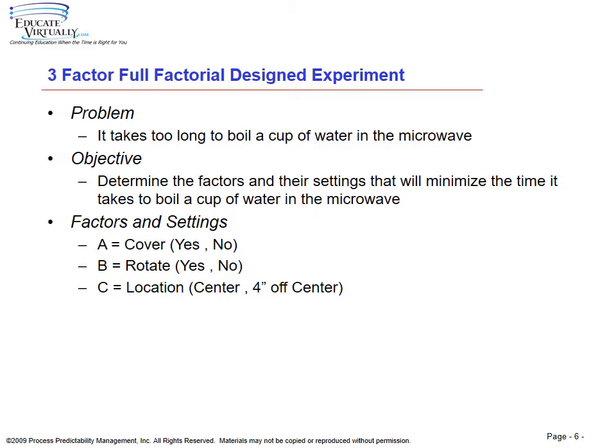We'll have to find out what happens when we try these different factors at their 2 different settings. So this will be 2 level settings raised to the 3 factors. There'll be 8 possible combinations of factor A, cover, factor B, rotating, and factor C, the location. So let's begin.